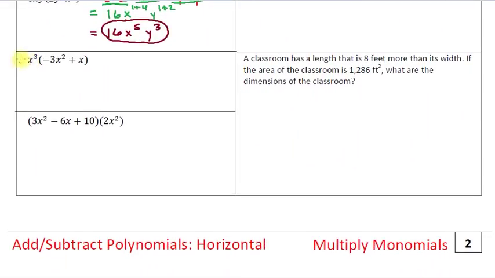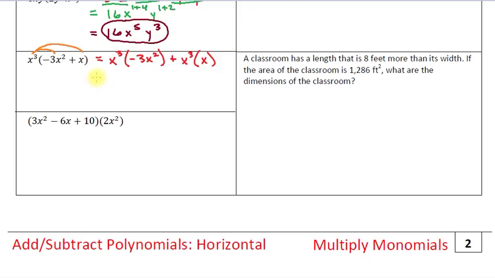Okay, now in this case we're multiplying a monomial, but now it's multiplying by a binomial. Now in this case you need to use your property of distribution. You've done this before. The x cubed is going to get multiplied by the negative 3x squared, and then it's also going to be distributed to the x. So when we write this out, this is equal to x cubed times negative 3x squared. And then, since x cubed is positive, we're also going to multiply x cubed times x.